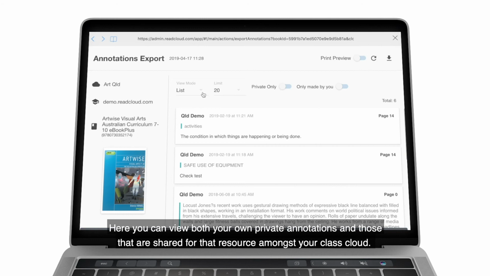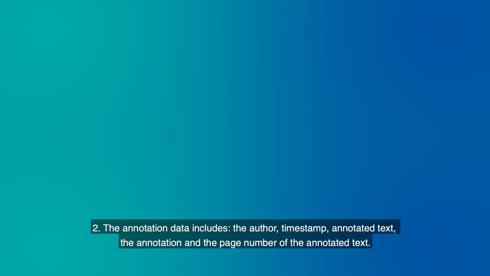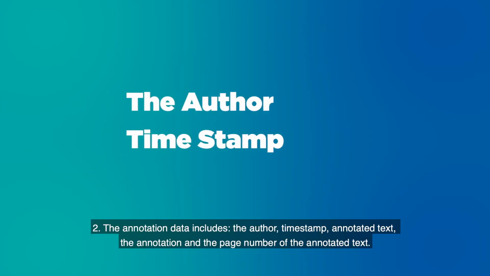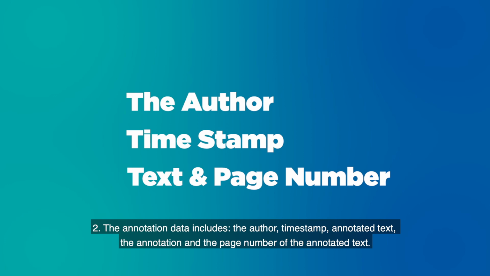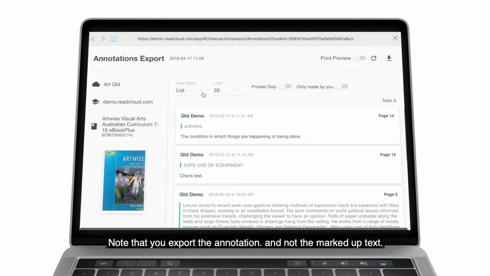Here you can view both your own private annotations and those that are shared for the resource amongst your class cloud. The annotation data includes the author, timestamp, annotated text, the annotation, and the page number of the annotated text. Note that you can export the annotation and not the marked up text.